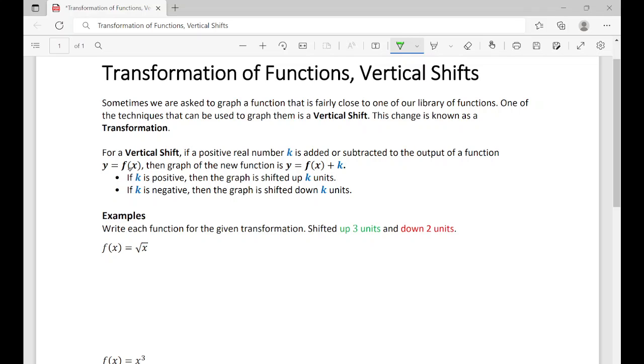y equals f of x, then the graph of the new function is going to be y equals f of x plus k. If k is positive, then the graph is shifted up k units, and if k is negative, the graph is shifted down k units.